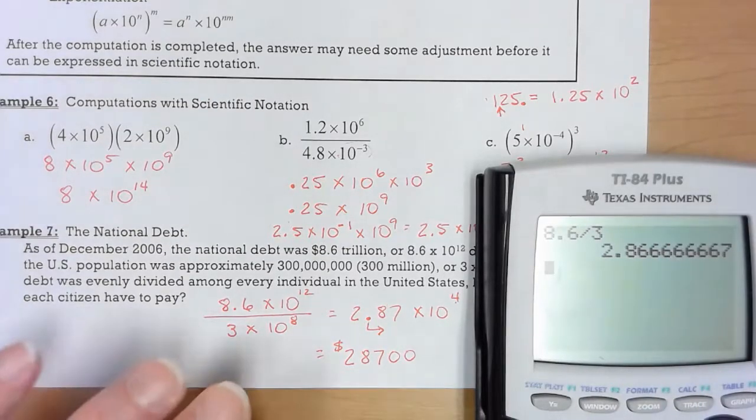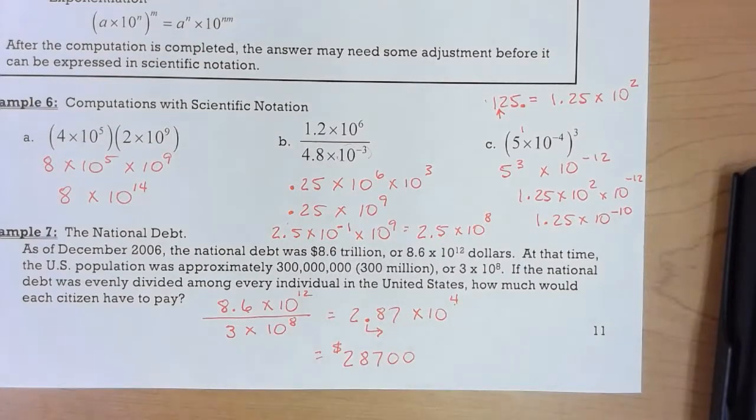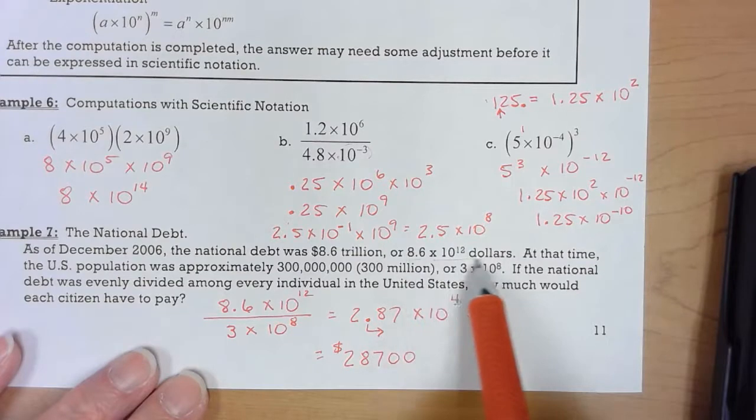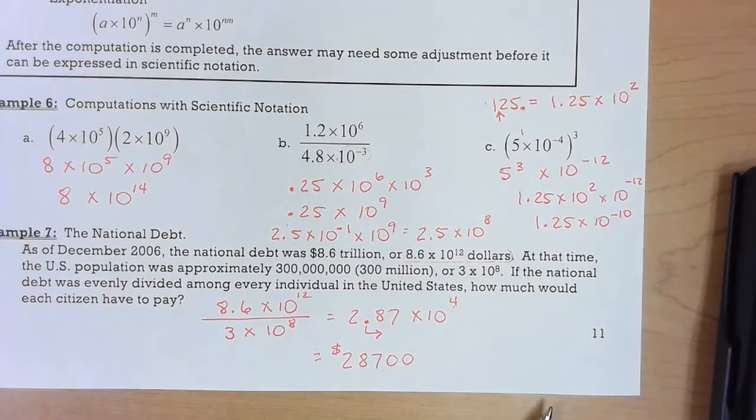But anyway, sometimes you see this in the newspaper where they have scientific notation, because just think how you'd have to write that out. A lot of zeros there. So that's it. So do these problems and let's see how you do.